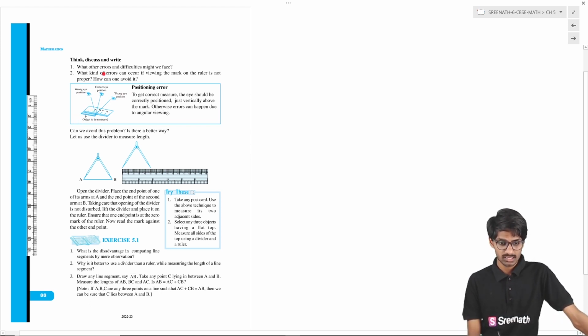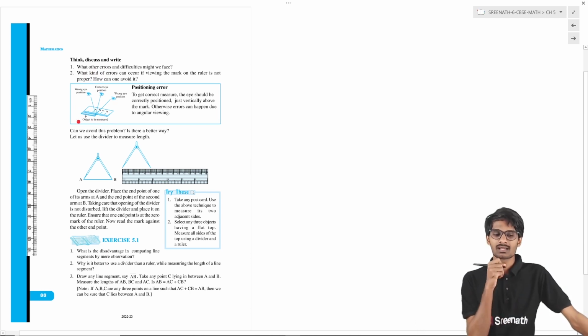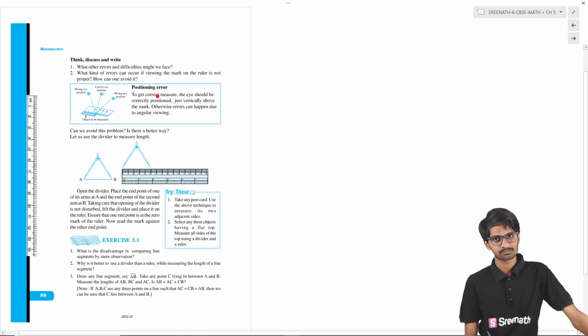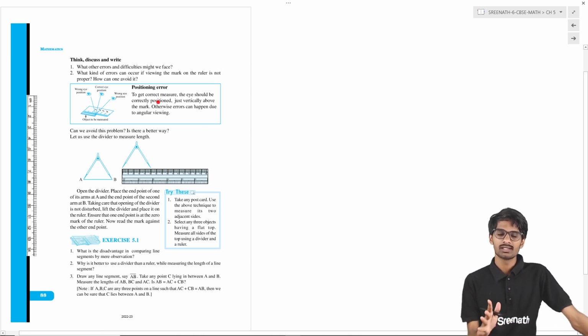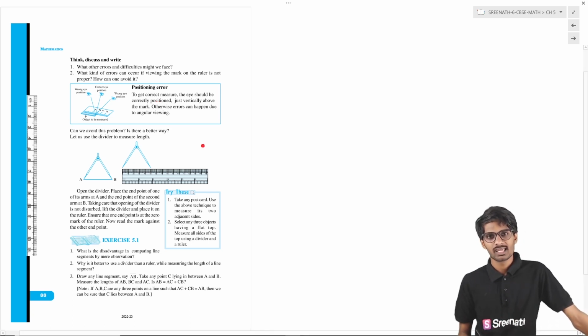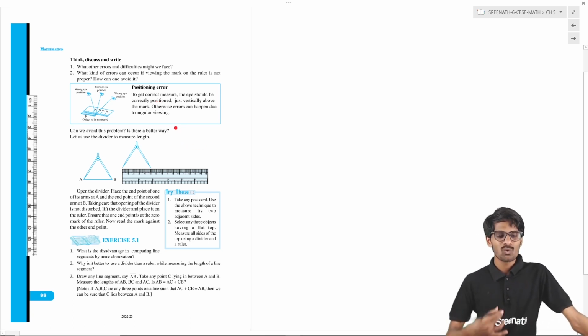But only when you are looking perpendicular, which means straight onto the ruler, will you get the correct answer. So those are the difficulties, the errors while reading the measurements when measuring line segments using a ruler, students. Now we will use another tool, that is the divider.